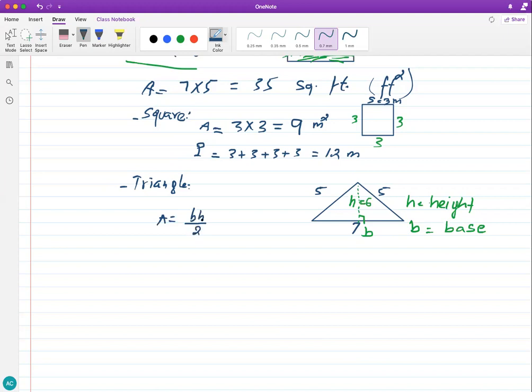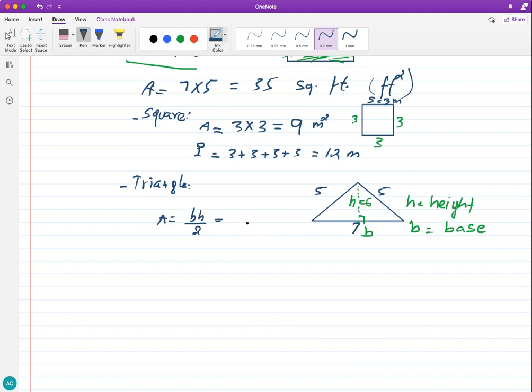Okay, base times height divided by 2. That's your formula. So next time you want to find the area of a triangle, the area, not the perimeter, the area, meaning the inside, you just need to get these from the shape. They will be given to you. What is B again for this triangle? The base. The base, okay, what is H? The value of it. 7. That's right, it's given.